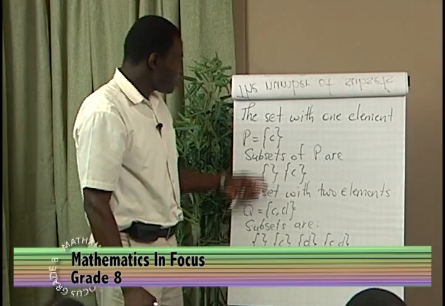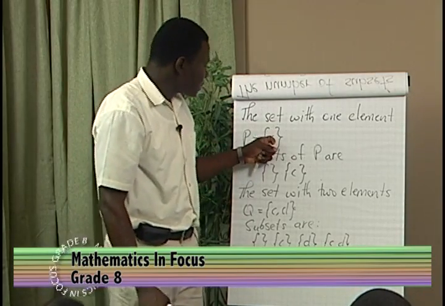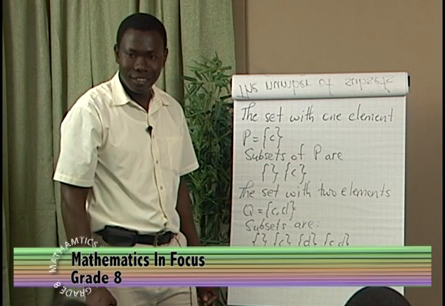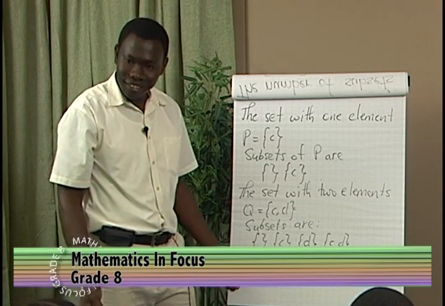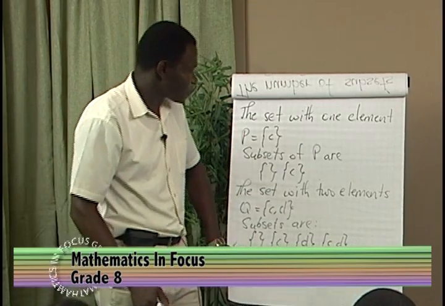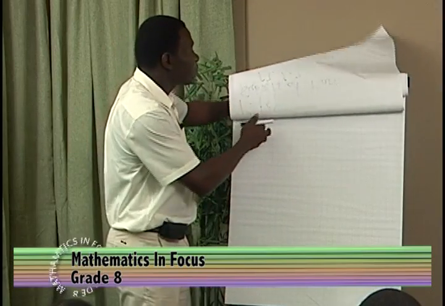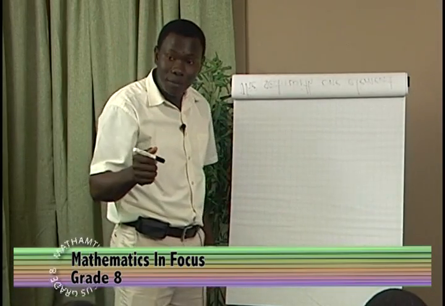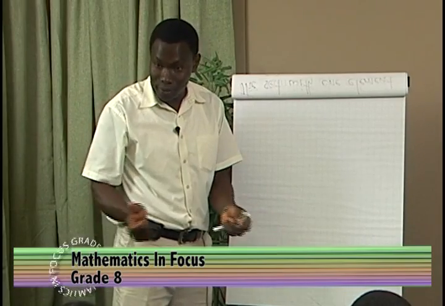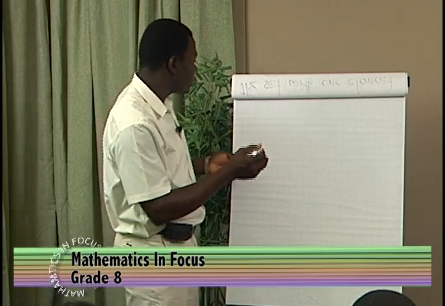So we see that when the number of elements in the set is 1, we have two subsets. When the number of elements in the set is 2, we have 4 subsets. Let's find out, because remember, we want to generalize something so everybody could use this as a rule, as true. And we don't want to give people wrong information.